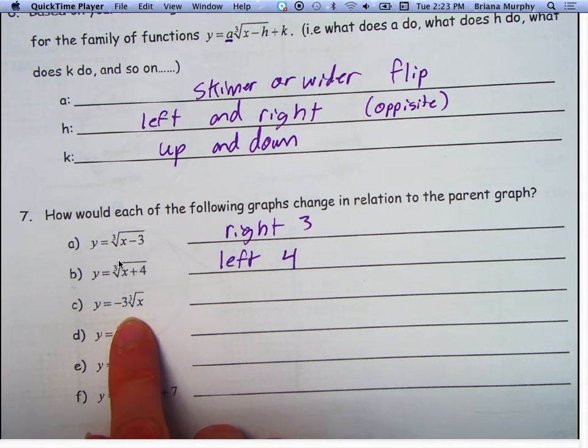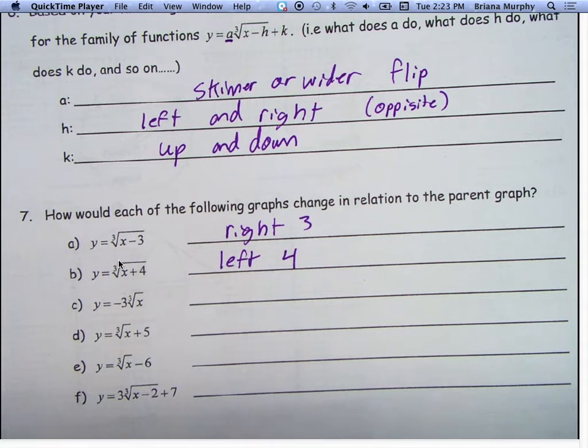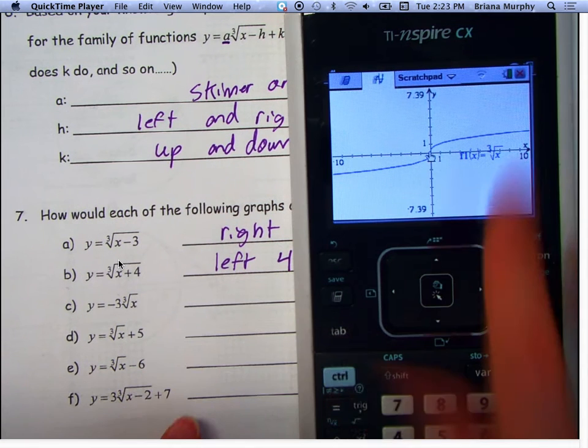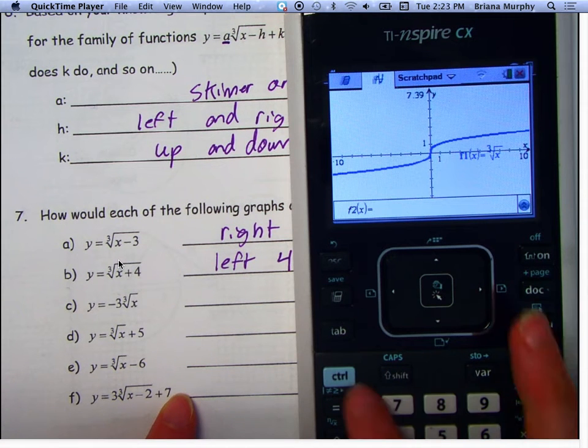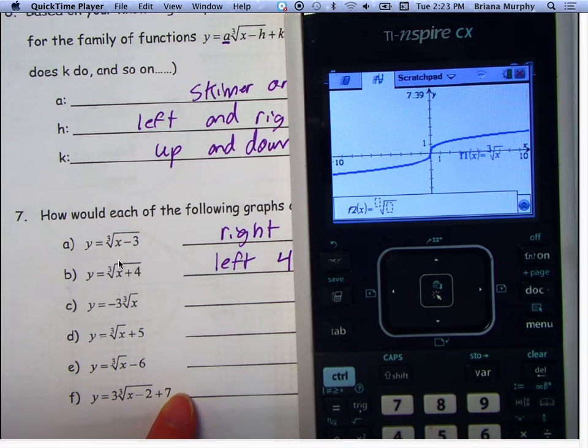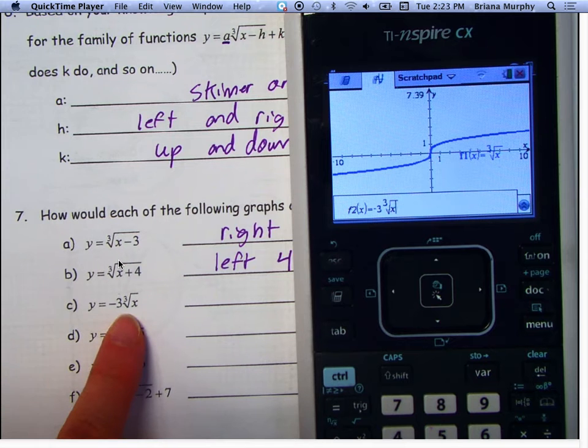Okay, let's look for C. I recommend us looking at what it looks like in the graph. So I'm going to put it in. I'm going to hit tab, and then control, my little up arrow, and I'm going to put -3, 3, x. Then that little 3, then that x. Just like it's written, right. Then I'm going to hit enter.